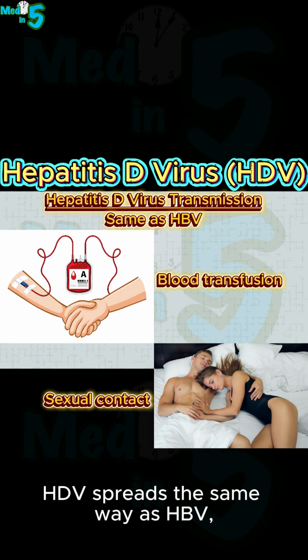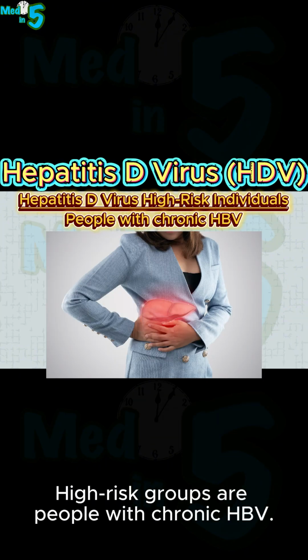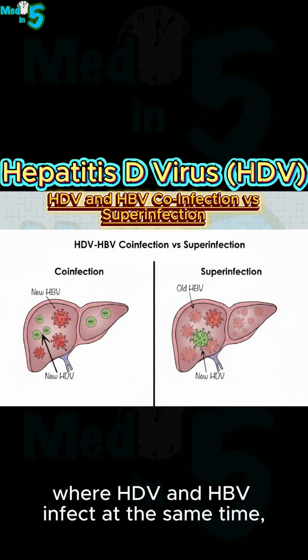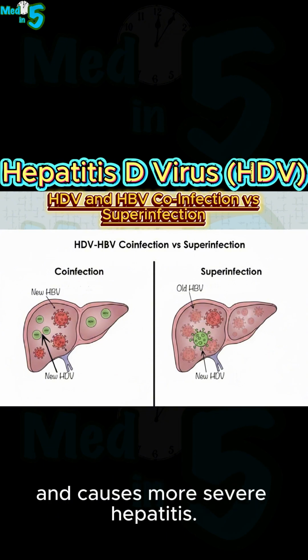HDV spreads the same way as HBV, mainly through blood and sexual contact. High-risk groups are people with chronic HBV. Infection can occur as co-infection, where HDV and HBV infect at the same time, or as superinfection, where HDV infects someone with existing HBV and causes more severe hepatitis.